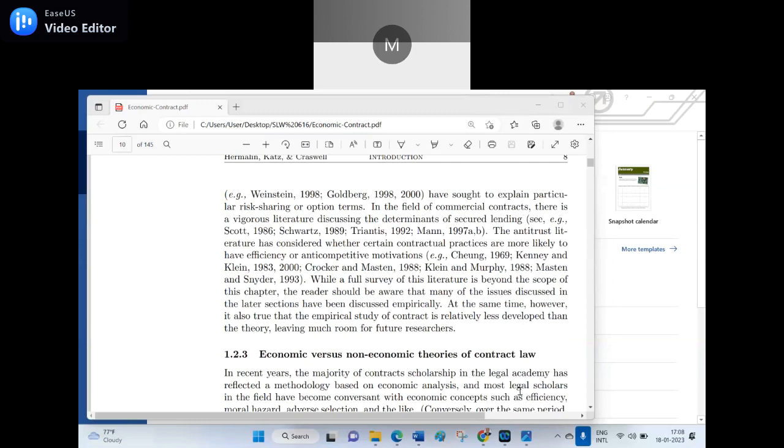While a full survey of this literature is beyond the scope of this chapter, the reader should be aware that many of the issues discussed in the later section have been discussed empirically. Empirically means by practical method.